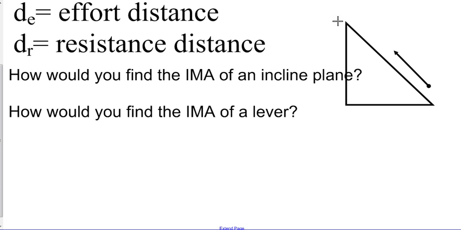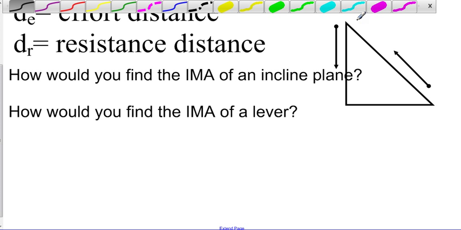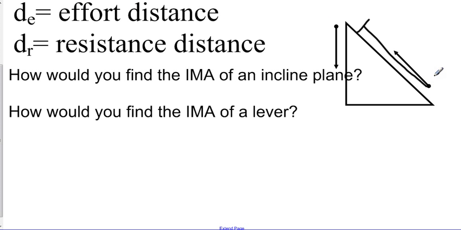Whereas for the object, the weight of the object would be going straight down. And so when we are looking for our dE, this would be our effort distance. But when we're looking for our dR, this would be the vertical. You have to look at the forces and the displacement in relation to those forces. They need to be in the same direction.